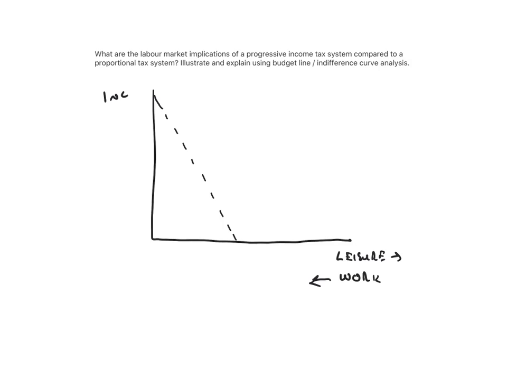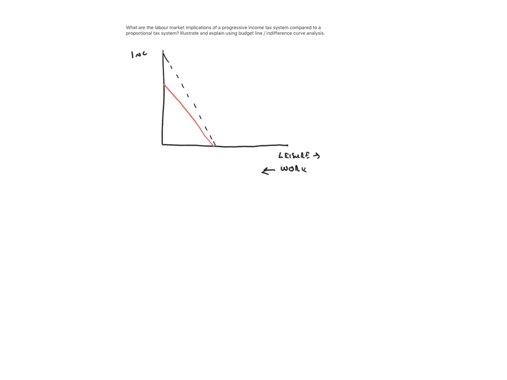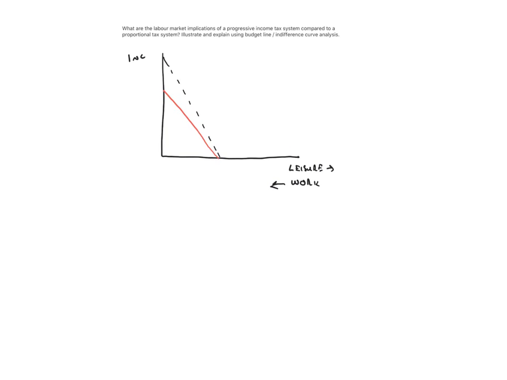And compared to that, if we had a proportional tax system, then everyone pays the same percent. So let's suppose that's 10%, then everything would be reduced by 10%. And so this then would be our proportional tax system. And if we wanted to make a comparison with that, we could look at our progressive tax system.